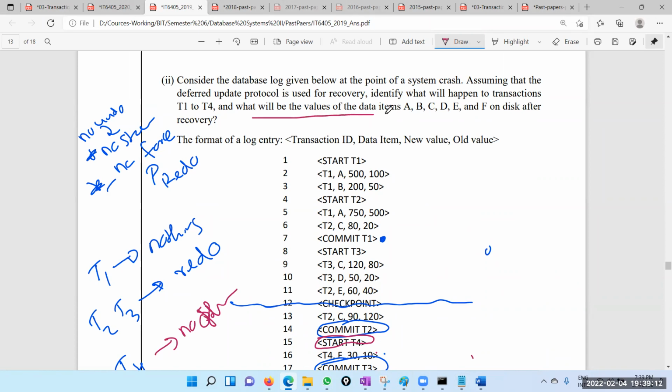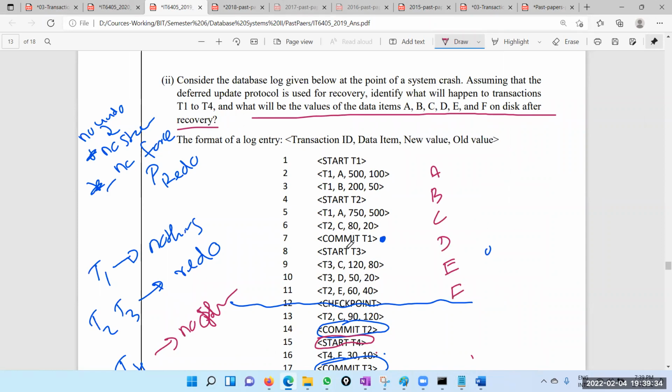What will be the values of the data items A, B, C, D, E, and F on disk after recovery? Now, after the recovery, what are the values of A, B, C, D, E, and F? Okay. Right. So let's do it. Say this is my A, this is my B, this is my C, this is my D, this is my E, and this is my F.